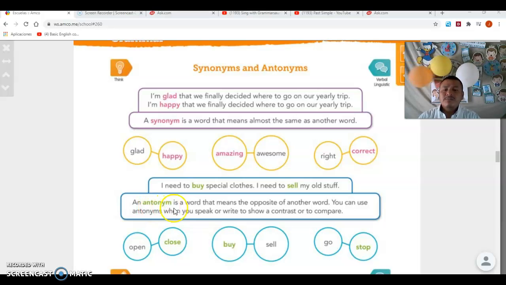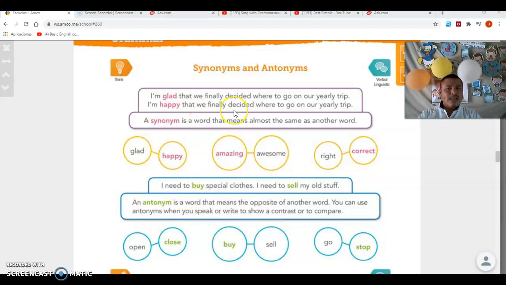So let's see, the antonym is a word that means the opposite of another word, the opposite. If I give you an example about this one, what is the opposite of happy? Can be mad. Happy, sad. Okay, so it is the opposite. Okay, so we have example right here. Open, close. Okay, it is an antonym. It is the opposite. Buy, sell. Go, stop. So we have the beautiful examples right here on these pages.